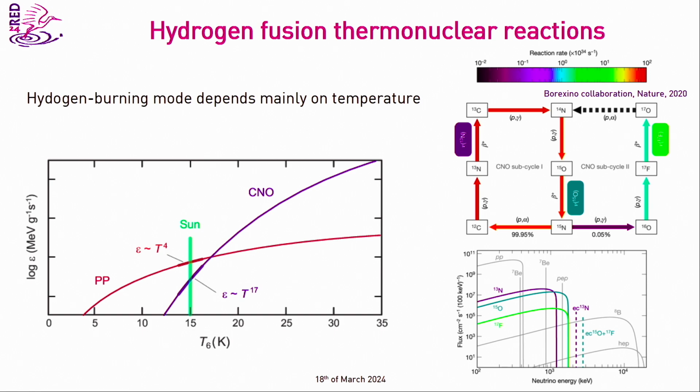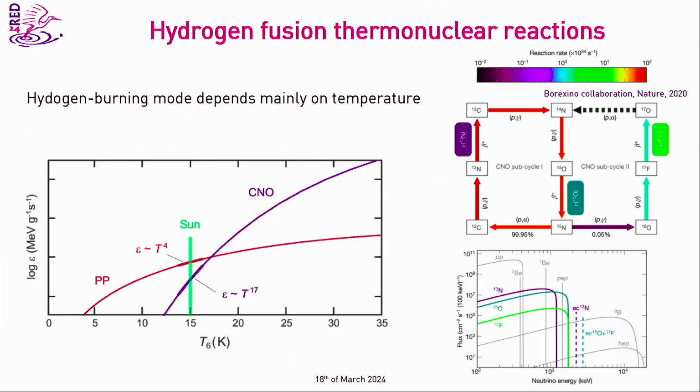But in the sun, here, the core temperature is about 15 million degrees. You see that most of the energy is provided by the pp chains, but part of the energy is also provided by the CNO cycle because the sun is metal rich. There are some carbon, nitrogen, and oxygen in the sun. And so part of the hydrogen fusion occurs at a slower rate with CNO.